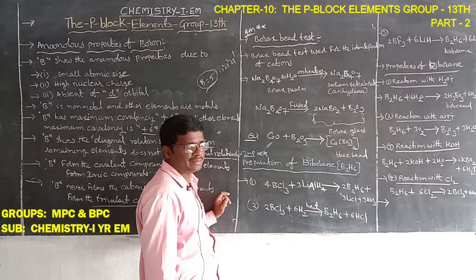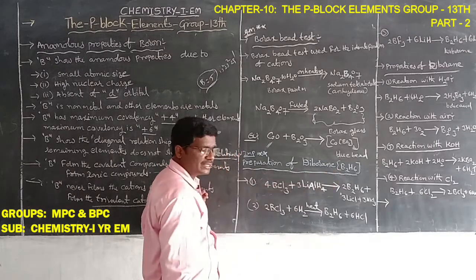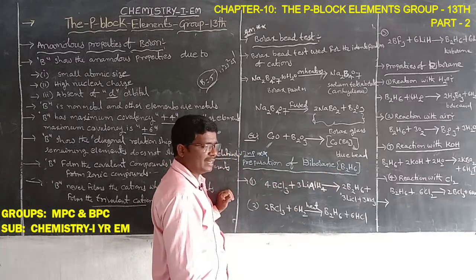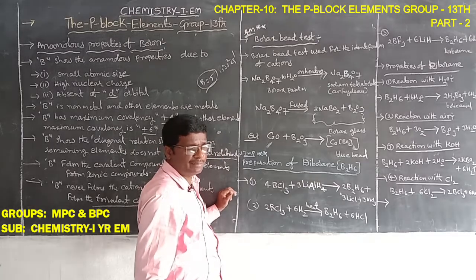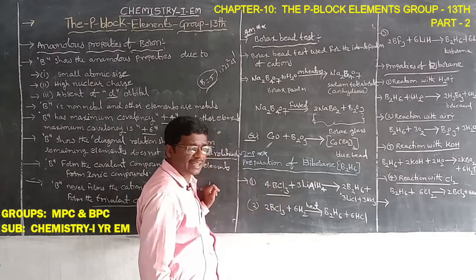Write the preparation of the diborane. Here is the diborane general formula, B2H6. Here is the first preparation, boron trichloride, BCl3. BCl3 is also known as boron trichloride.